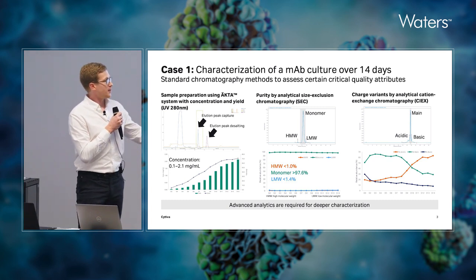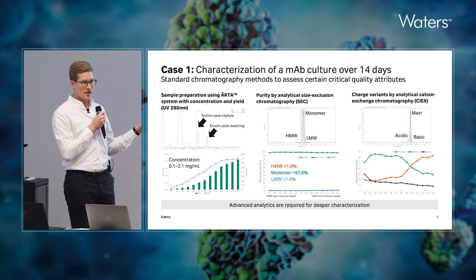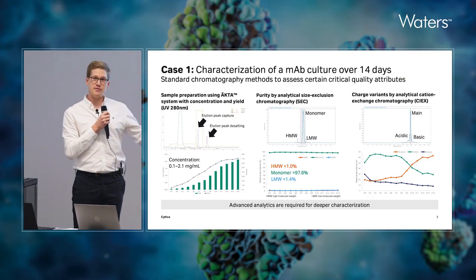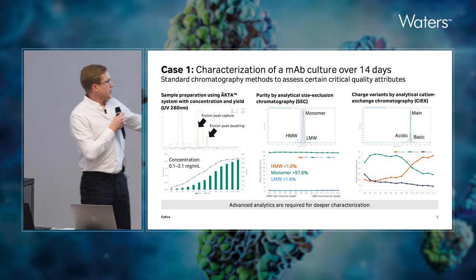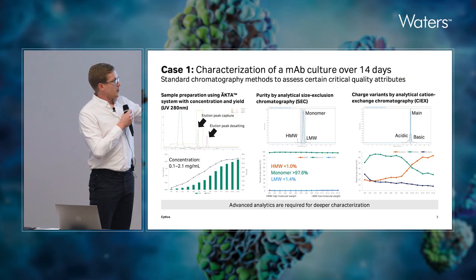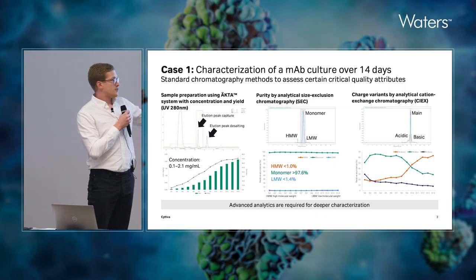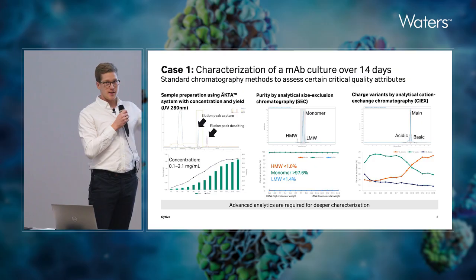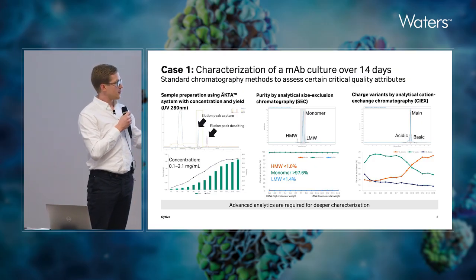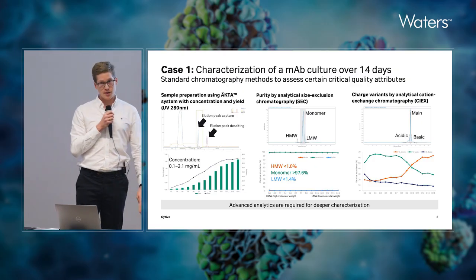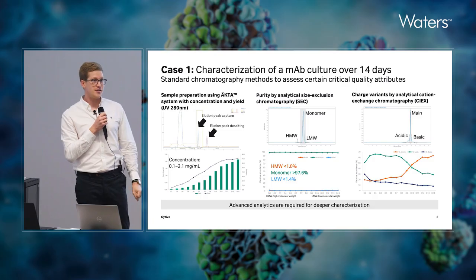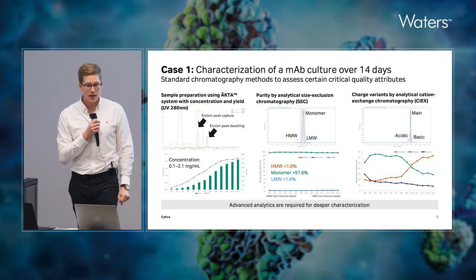At the right, I show analytical cation exchange chromatography to assess charge variants. Here we have a main peak. Everything eluting before is acidic variants. Everything eluting later are basic variants. And what I show you here at the bottom, the green are the main peaks. So we can see that the main peak is dropping down after roughly 9 days. And at the same time, the acidic peak is increasing, while the basic are continuously going down throughout the process. So we have a shift here in variants after roughly day 9.